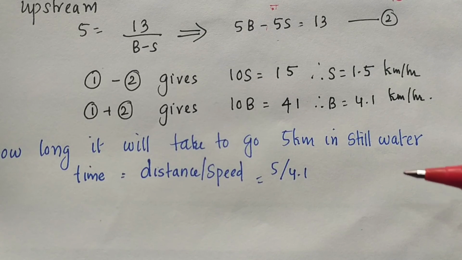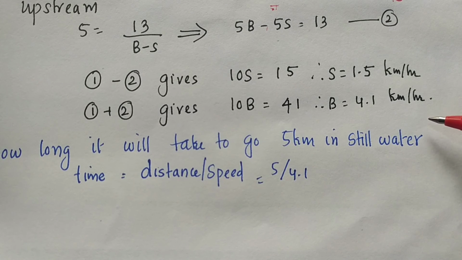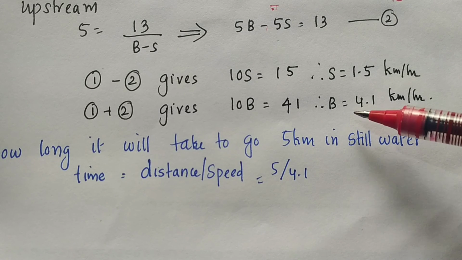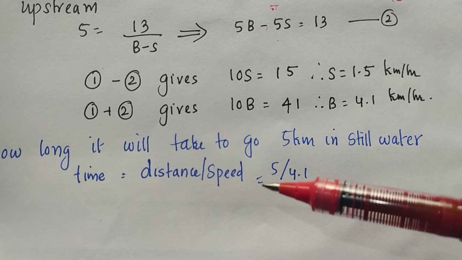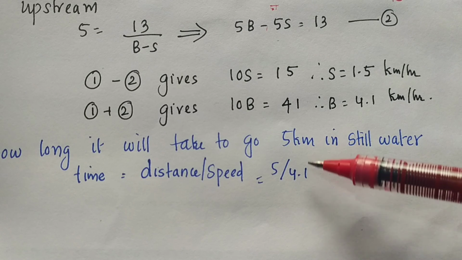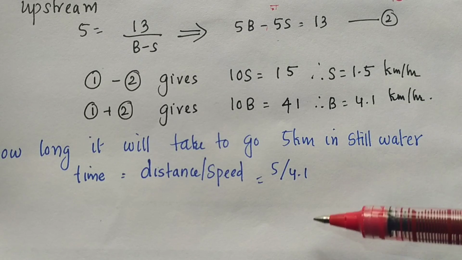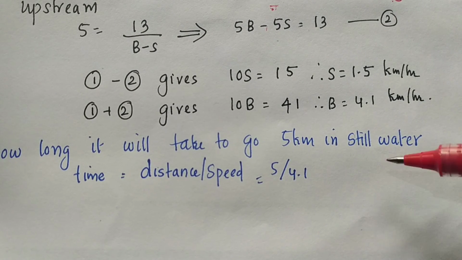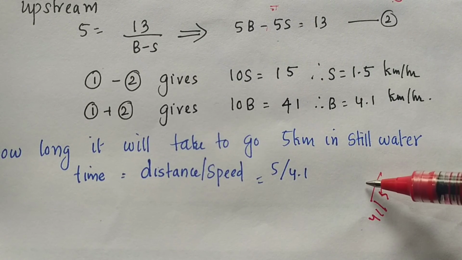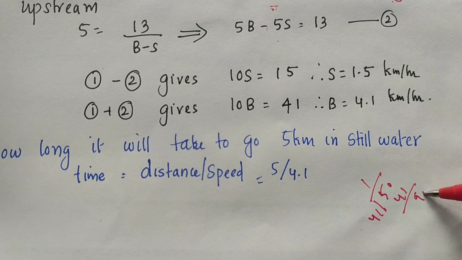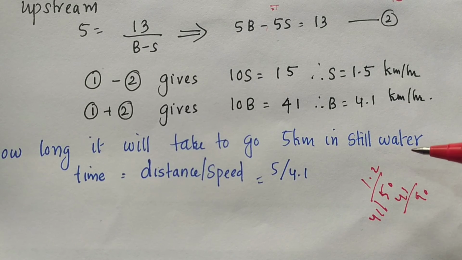The sub question is here: how long will it take to go 5 kilometers in still water? We got the speed of the boat in still water as 4.1 kilometer per hour. Time is equal to distance by speed, 5 kilometers by 4.1, which will be approximately equal to 1.2 hours.